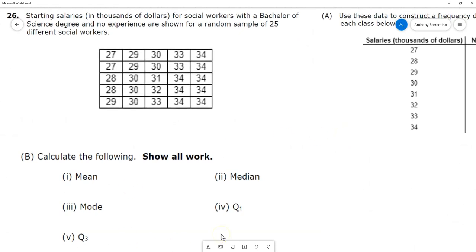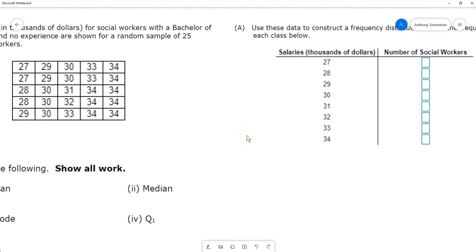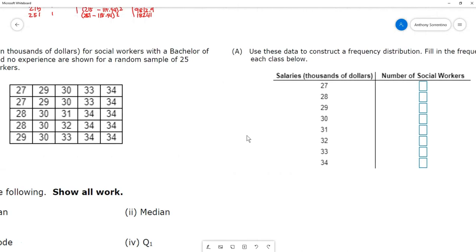This one here: starting salaries in thousands of dollars of social workers with a Bachelor of Science degree and no experience are shown for a random sample of 25 different social workers. In A, they just wanted you to complete a frequency table, which isn't too hard because they have them listed in relatively good order. They're listed in order pretty much.